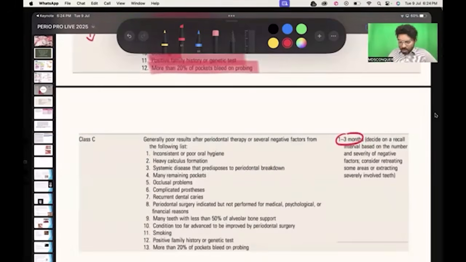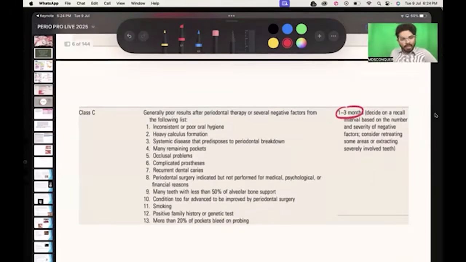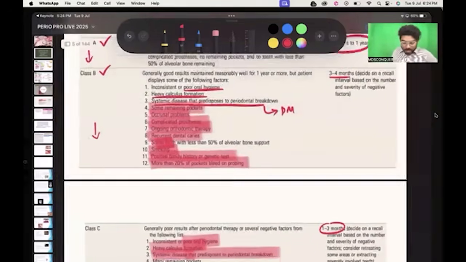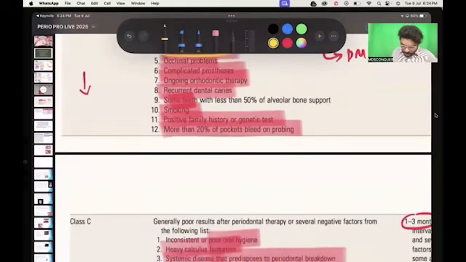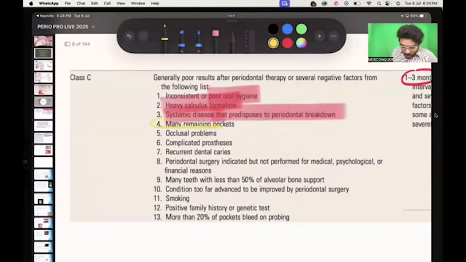Now I'll jump into class C. In class C, poor oral hygiene is the same, heavy calculus formation is the same, so there is no differentiation here. Systemic diseases predisposing to periodontal breakdown are the same. Many pockets: here you can see the difference. In class B you have some pockets, but here you have many pockets. That's a big difference. You have to make a note.